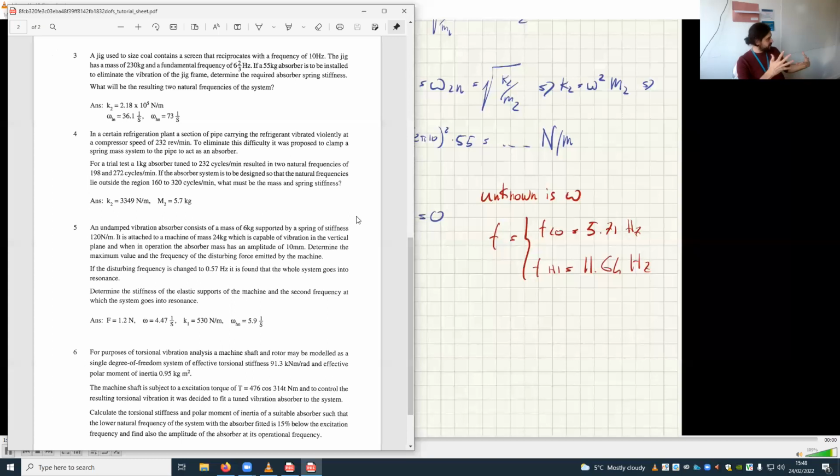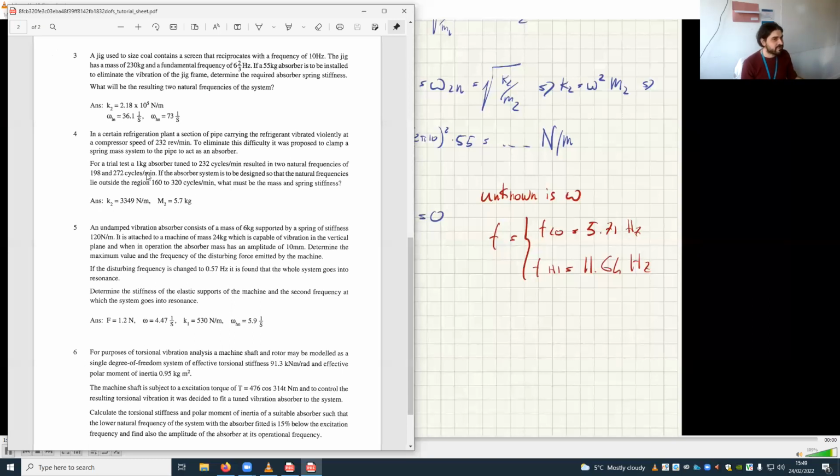Now that we have this information, we can find the properties of the system, K1 and M1, for which we know the ratio, but we don't know K1 and M1. There are infinitely many combinations of K1 and M1 that can give you the same ratio.